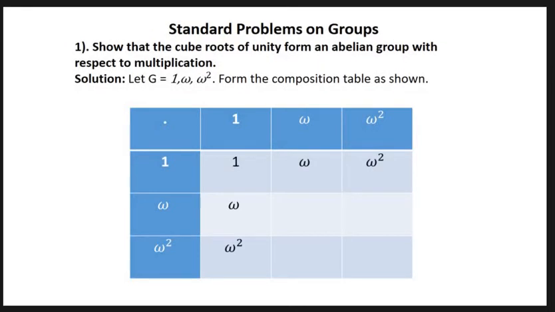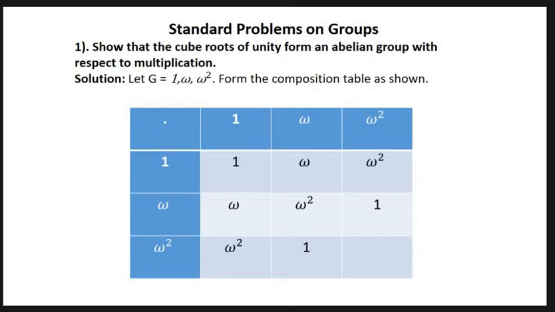1 into 1 is equal to 1, 1 into ω is equal to ω, 1 into ω² is equal to ω². This column, that is the leading element, is 1. Now let us fill the second column: ω into ω is equal to ω², and ω into ω² is equal to ω³.